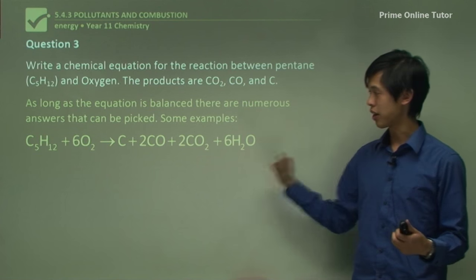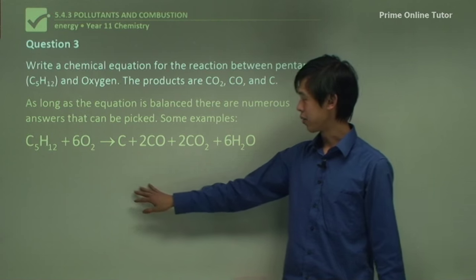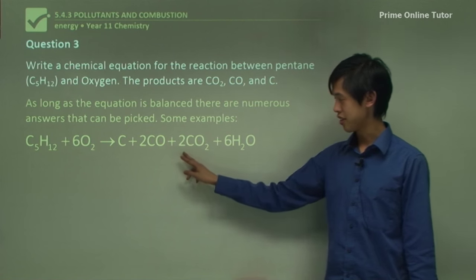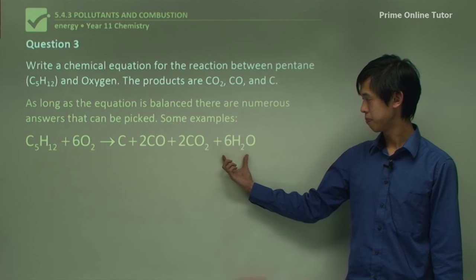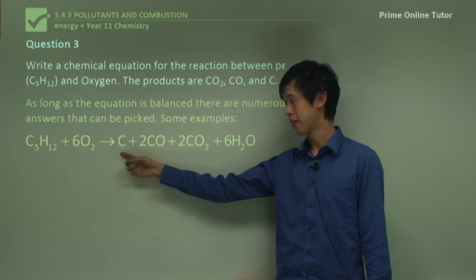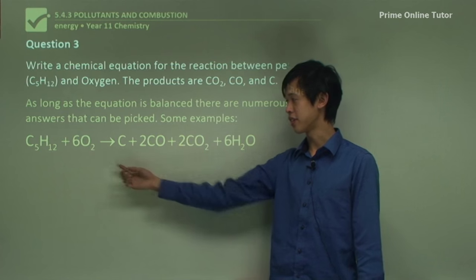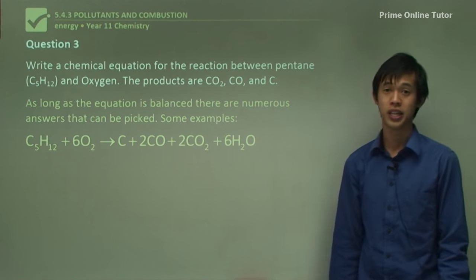Okay, so here's one that I prepared where we have two COs and two CO2s, okay? And there's six waters and only one carbon. And then if you balance it all, you get six oxygens. That's how much oxygen we needed.